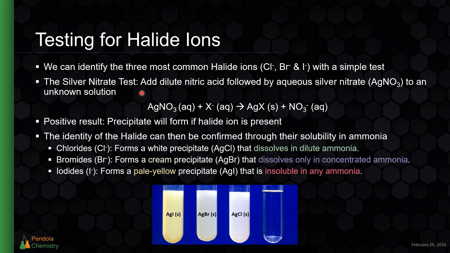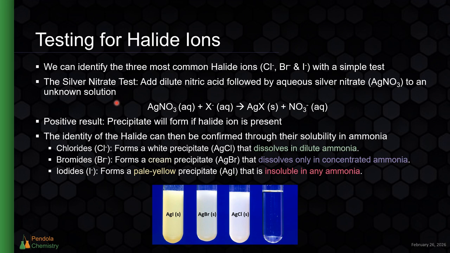The test consists of adding dilute nitric acid first, which is going to have the same anion as our next chemical. And that's going to acidify the solution and get rid of some of the ions that might be in there that are going to interact with our test. And then once we have the nitric acid, we're going to follow that up by adding aqueous silver nitrate to the unknown solution.